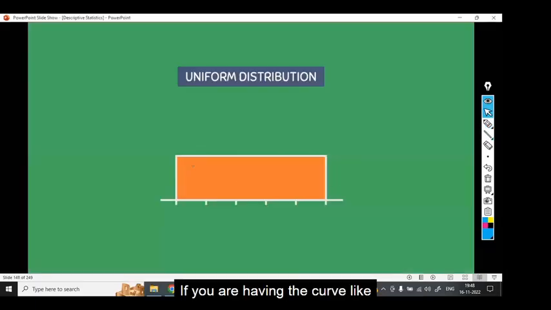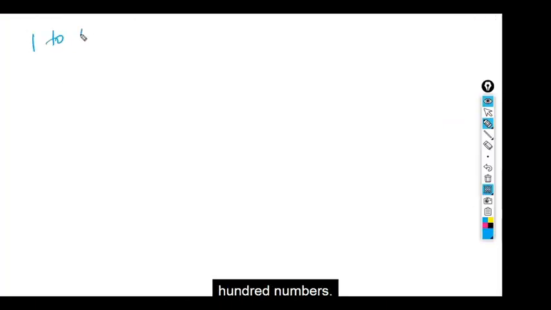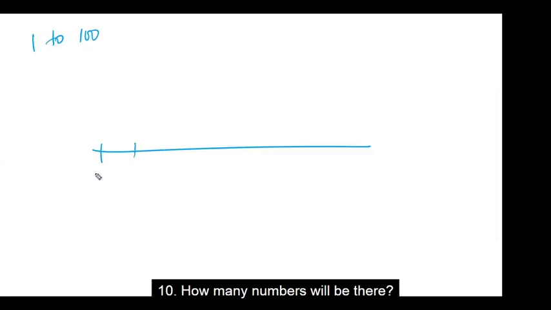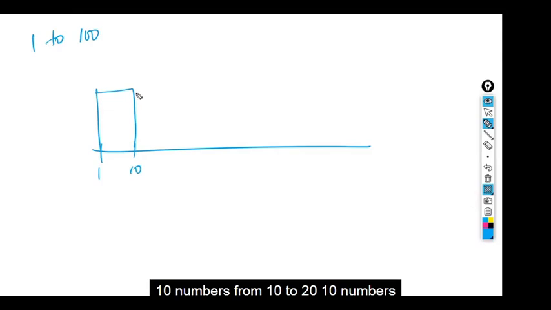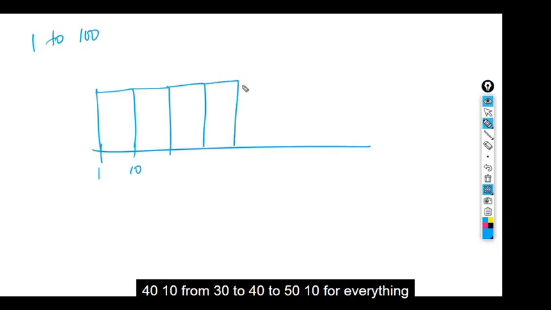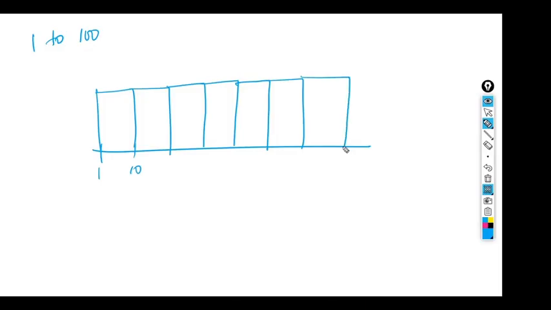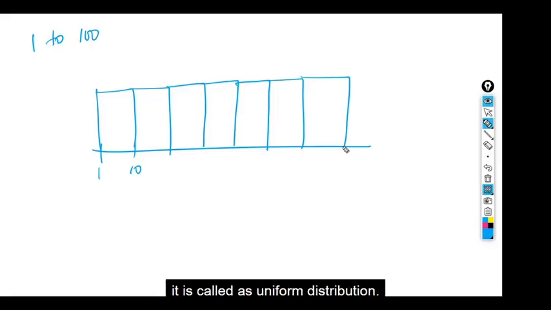Now, if you have a curve like this, it is called a uniform distribution. For example, I am going to take the numbers from 1 to 100. Tell me, from 1 to 10, how many numbers will be there? 10 numbers. From 10 to 20, 10 numbers. From 20 to 30, 10. From 30 to 40, 10. From 40 to 50, 10. For everything it is the same bar, the same height, right? If everything has the same height, then it is called a uniform distribution.